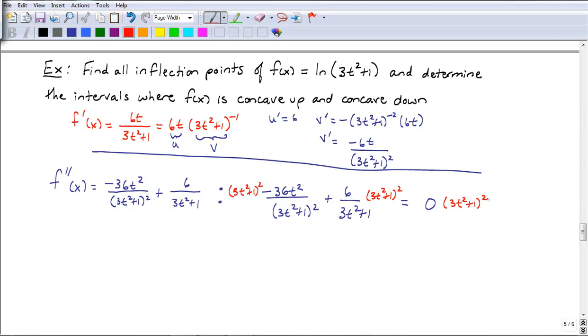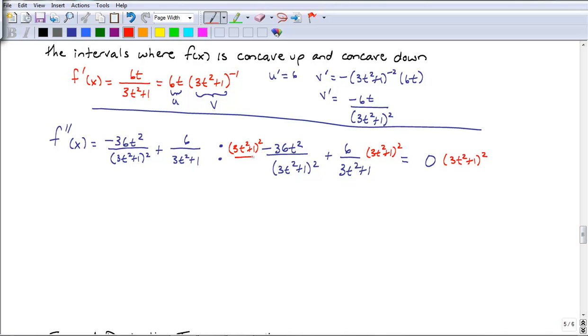This works very well when it's equal to 0, especially. And a lot of times that's what you're doing in calculus. But I mean, it works when it's equal to other numbers as well. So over here, this is really over 1, and it cancels the denominator. Over here, one of them cancels the denominator. Over here, that's just 0, because 0 times anything is 0. And so I end up getting negative 36t squared plus 6 times, there's still a 3t squared plus 1 that didn't cancel, equals 0. Much easier to solve.